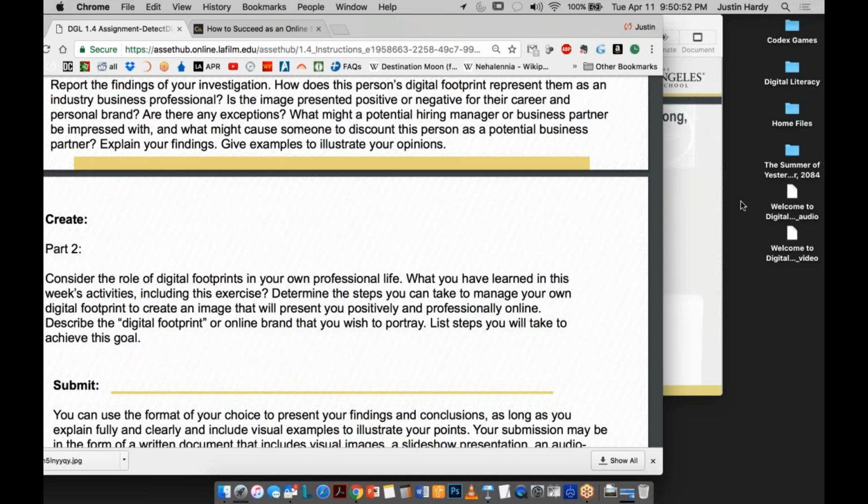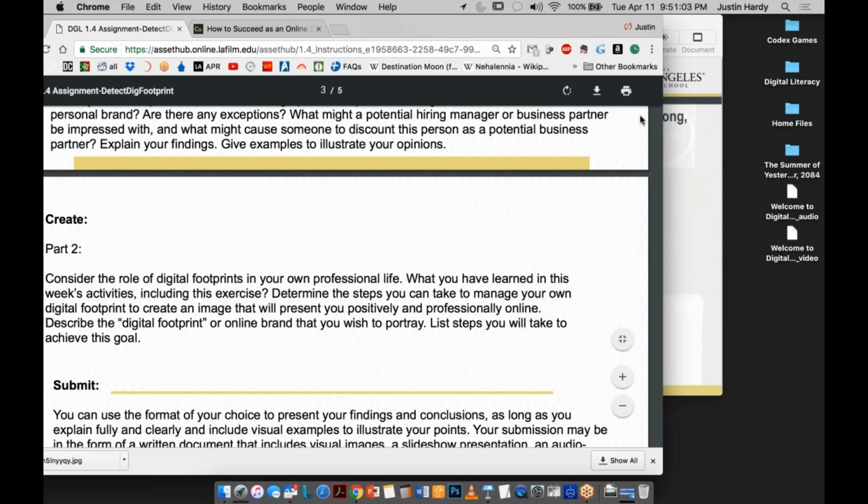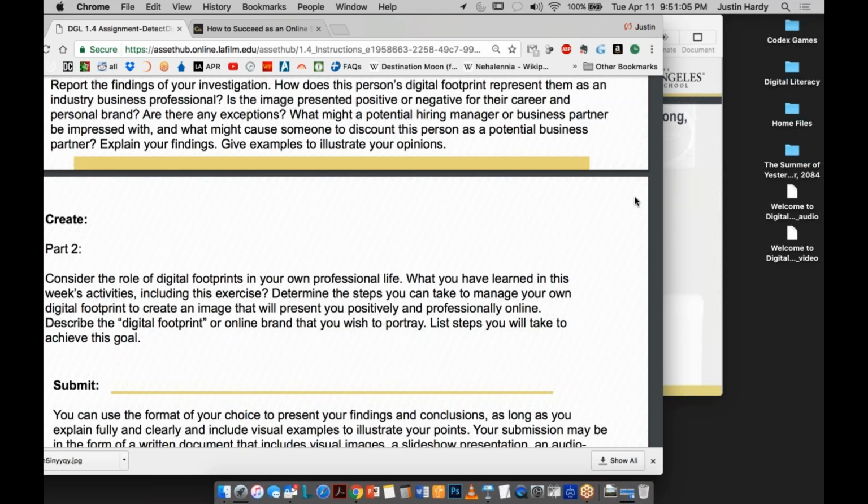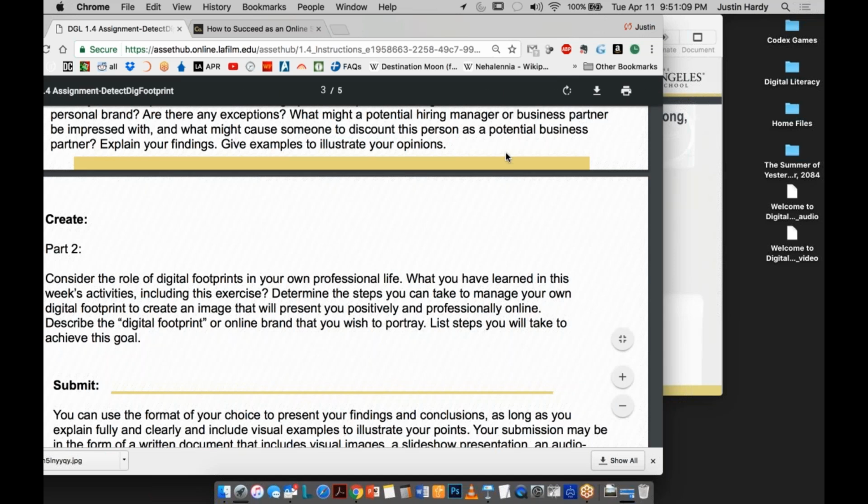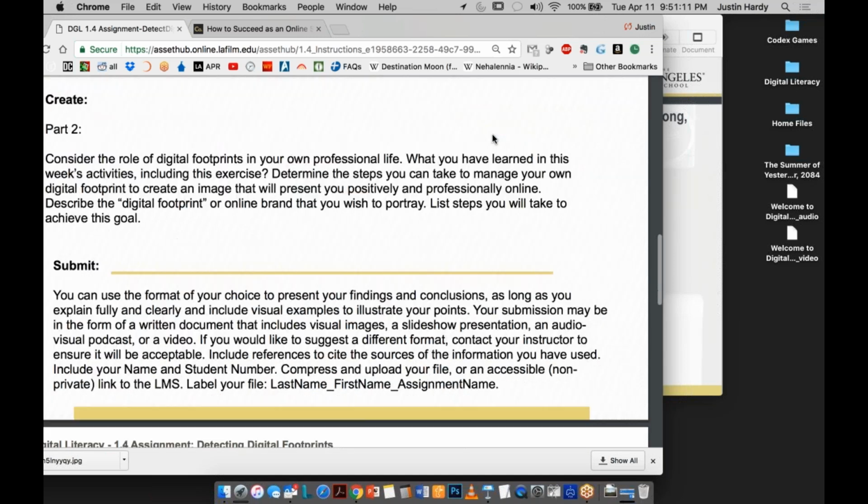Also, Moses, the only citations you need to include are just links, URL links. We're not looking for MLA or APA citations, so don't worry about that. Just include your URLs, and that'll be fine. Kurt Cobain would be a good one, as long as you could find information about him online.